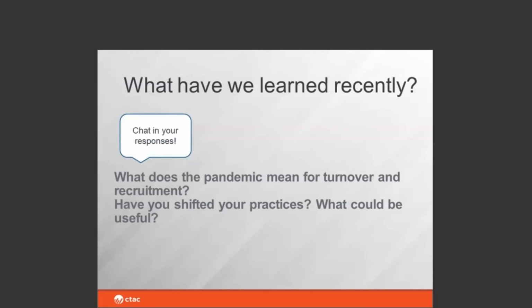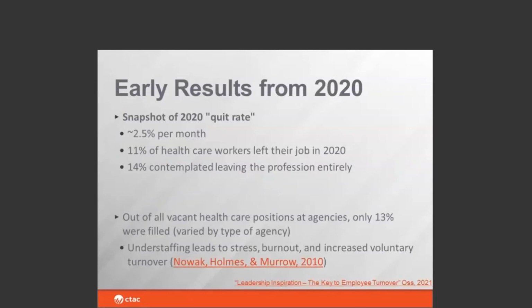ties in really well with some of the pieces that we're going to talk about over the next couple of weeks, but also just trying to think about what are the things that we have shifted and what are the potential mentality shifting pieces that we're going to have to consider when we try to reduce turnover or increase retention even in the future. So some early data.